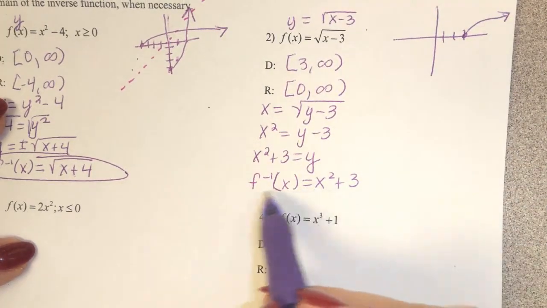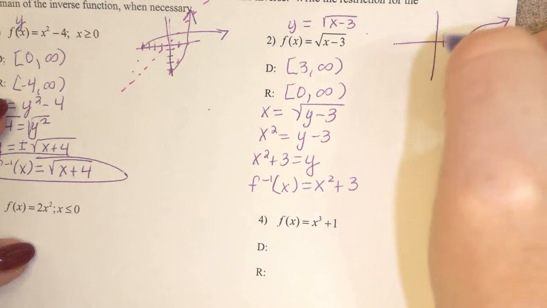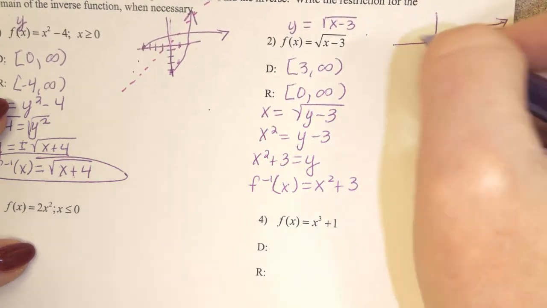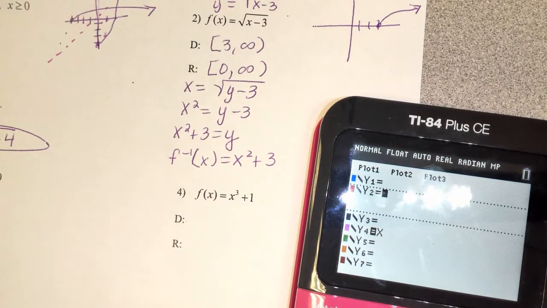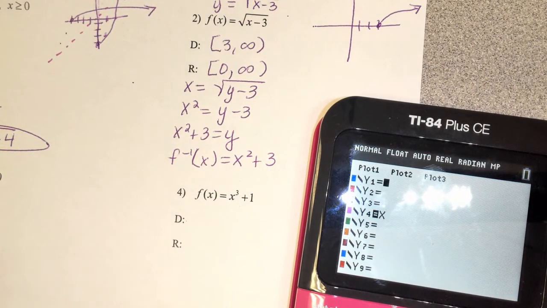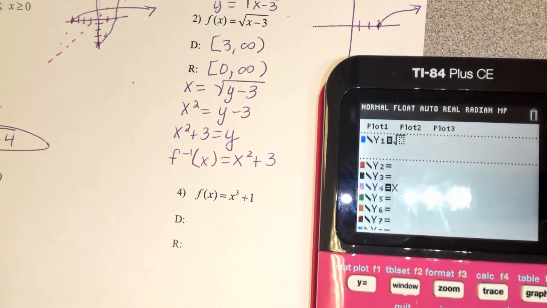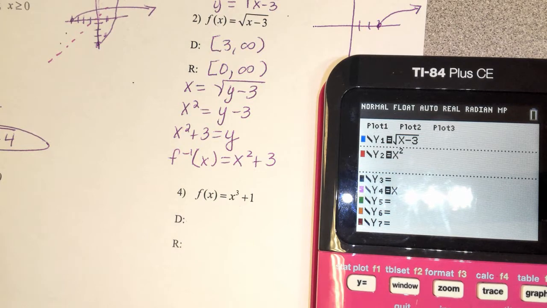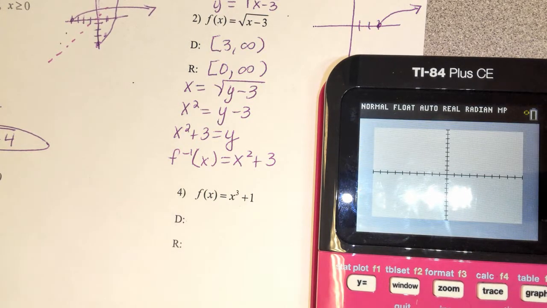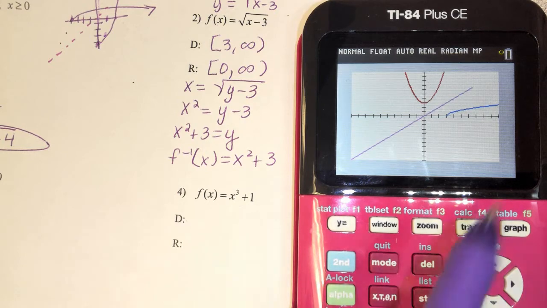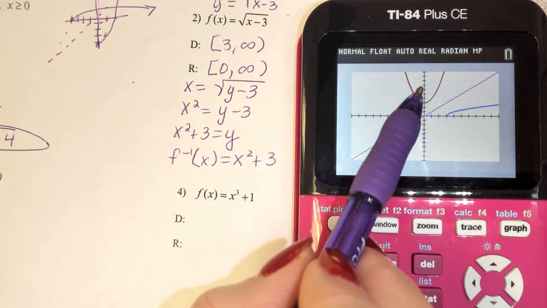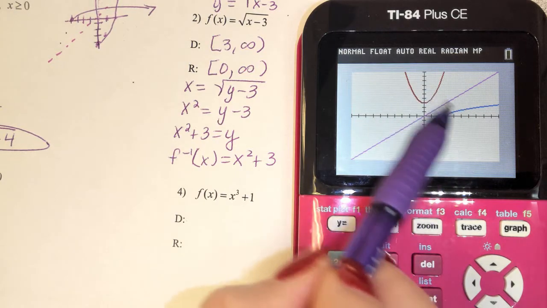But look at this. Here's my function. If I graph x squared plus 3, that's not going to be a reflection over the line y equals x. See, look. Here's my original. Here's what we're saying the inverse is. Here's the original. Here's the inverse, supposedly. Can you see how this is too much? All of that isn't the reflection.